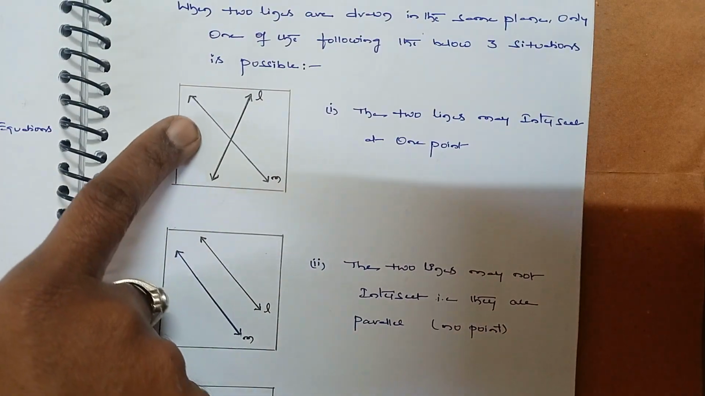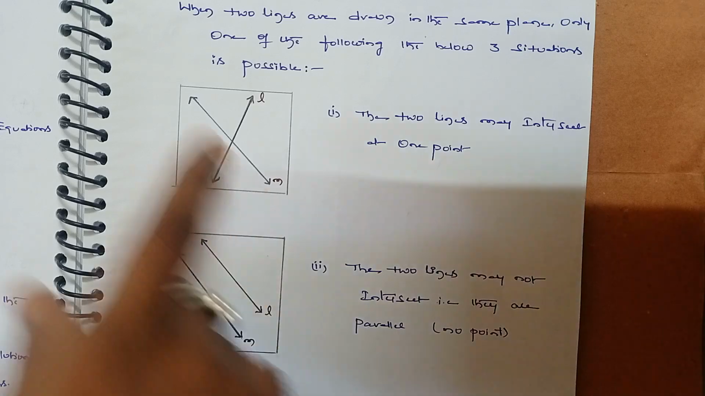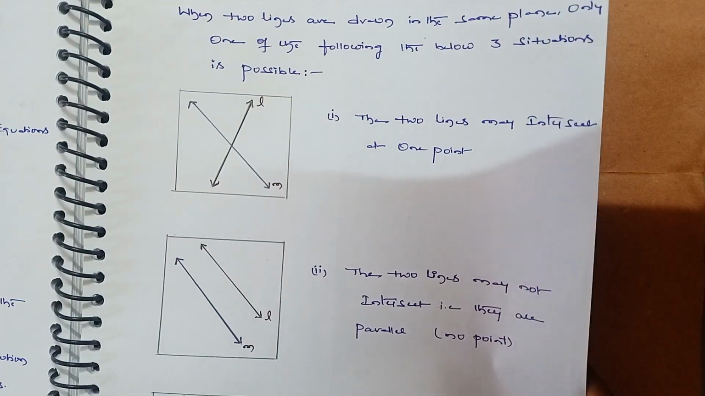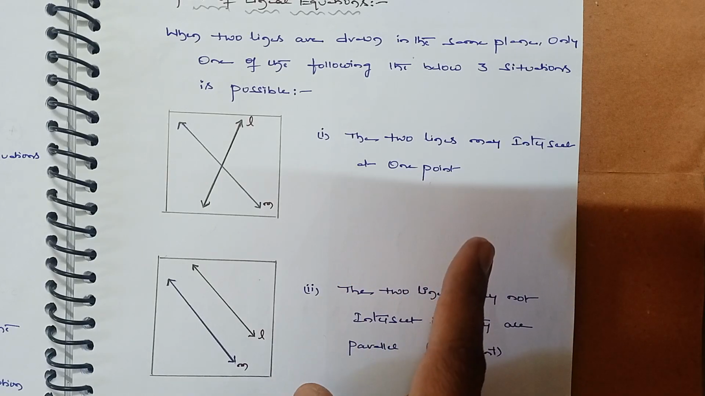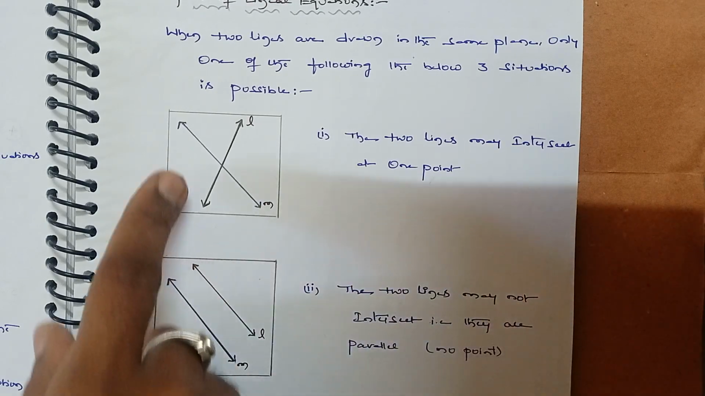Okay, now here, when two lines are drawn in the same plane, only one of the following three situations is possible. Okay, now the two lines may intersect at one point. This is one possibility.